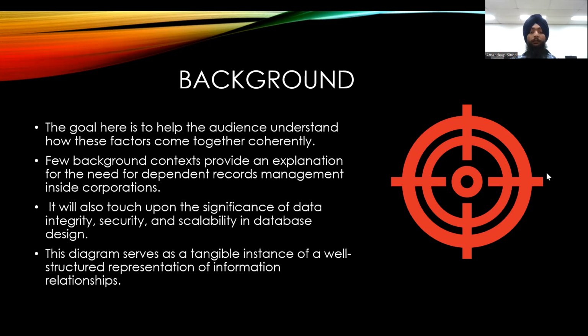What we are going to show is a very tangible example of well-structured representation of data relationships. It's a diagram that brings clarity to the complexity of data, making it easier for organizations to manage their information effectively. And as we move forward, we'll also discuss some best practices in database design. These practices emphasize the importance of following industry standards and guidelines, guiding organizations toward creating robust and reliable databases. So let's explore the background and challenges organizations face when it comes to data management.